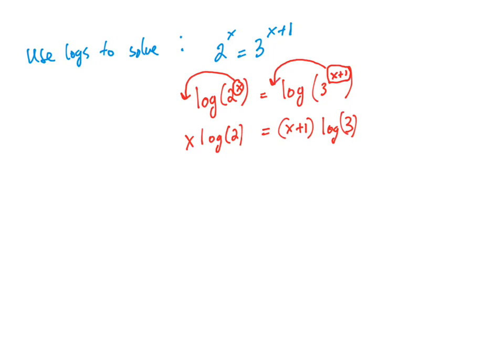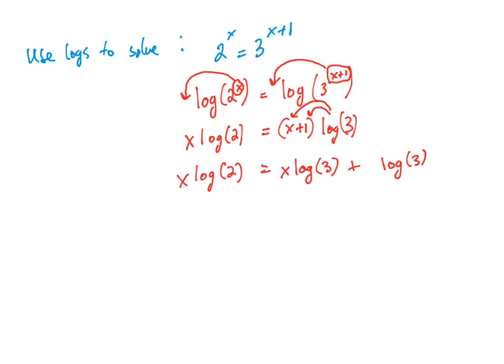in parentheses. Now on the right-hand side, I'm going to distribute the log of 3 term through, so x times log of 3 plus 1 times log of 3. We don't even really need to write the 1 there. And on the left side, we still have x log of 2.